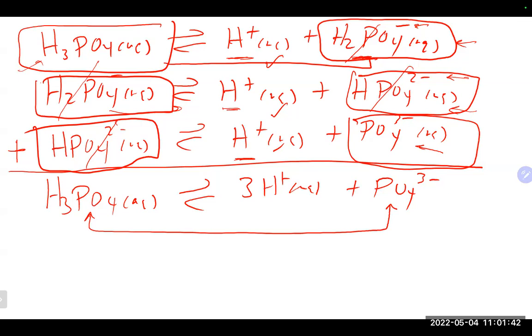By the way, phosphoric acid is a weak acid, and there's an equilibrium process that occurs at each of these steps. All right.